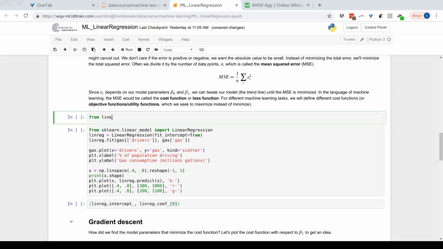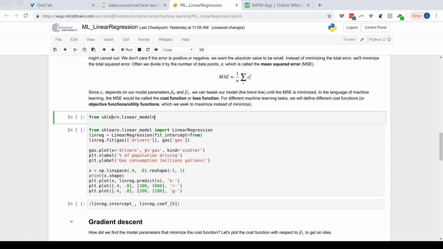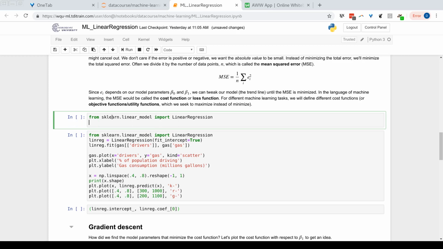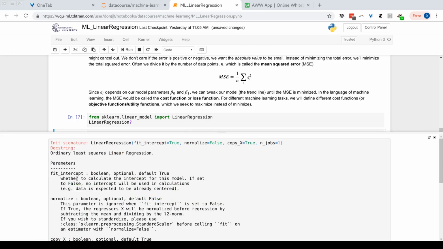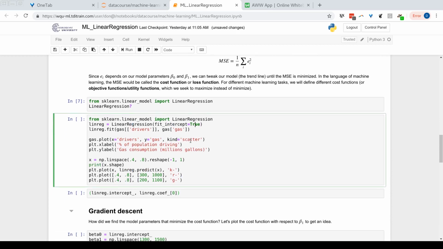All right, it's a good time to look at some documentation. fit_intercept, Boolean option, default True: whether to calculate the intercept of the model. All right, so since the default is True, we don't have to be explicit, but for demonstration purposes, let's just set it to True.